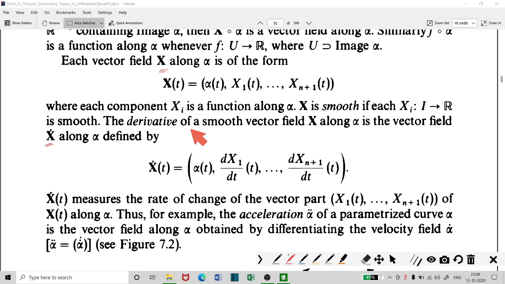Then the derivative of this is dx1 by dt, dx2 by dt, and so on up to dx(n+1) by dt. So this assigns a vector. This is an element of R^(n+1) at the point alpha of t. So this X dot of t measures the rate of change of the vector part, the vector part of this vector field along alpha. This dx1 by dt is defined using the parameterized curve alpha.